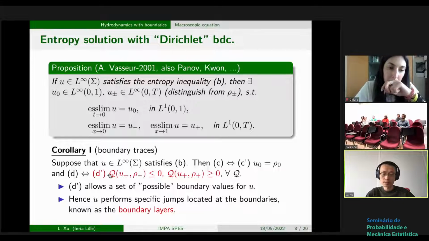Now it's very clear that this allows a set of possible boundary values of U. This is very different from the diffusive case, because if the diffusive equation has a Dirichlet boundary, then the boundary value of U is fixed. But now it is not fixed. I can only give you a set of possible values, and hence U performs specific jumps located at the boundaries, which are known as the boundary layers. So this is really what this boundary condition means.